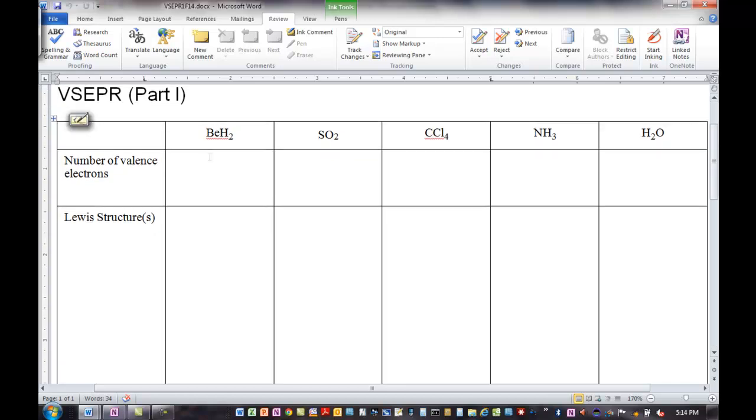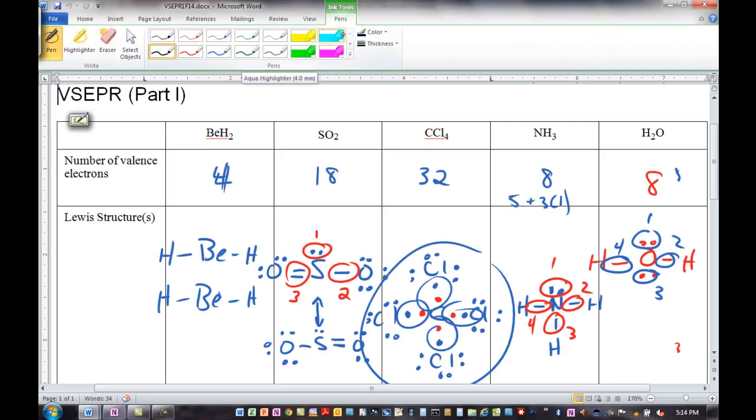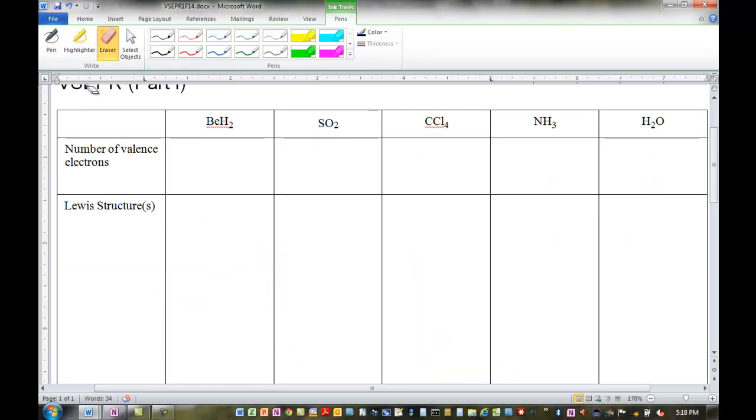Okay, so for beryllium, you can get, I don't want that. I'm going to have to pause here, sorry. All right, sorry about that, I'm sure that didn't take very long, but I had to make sure that was an old document that I had already marked up.